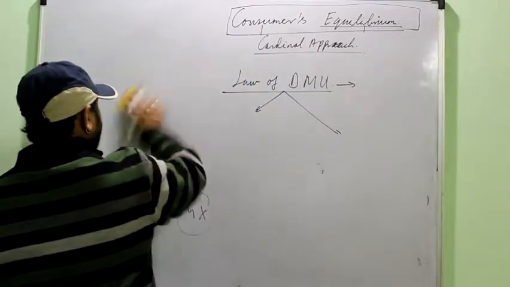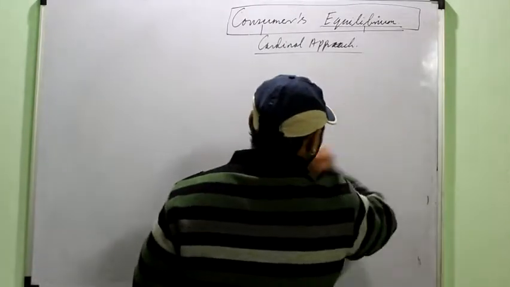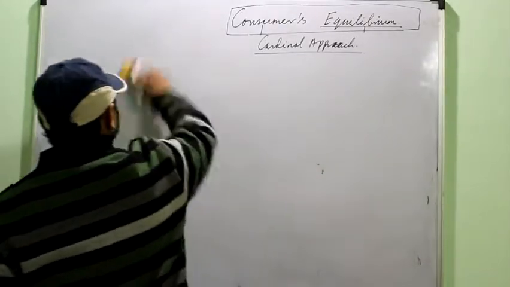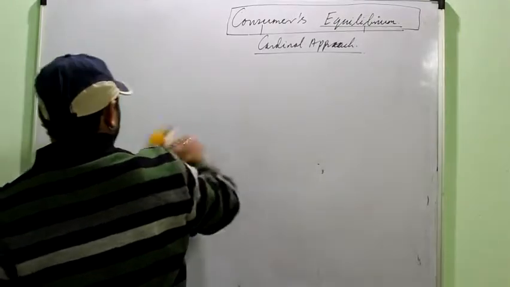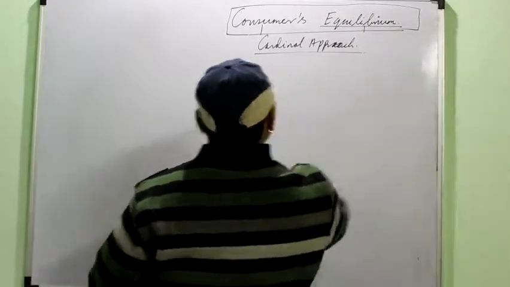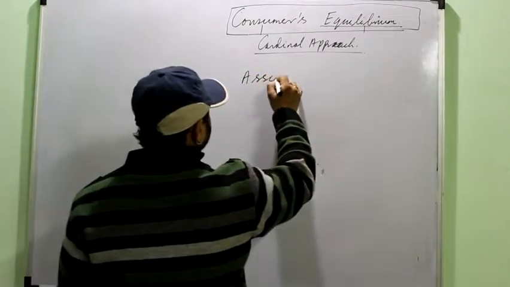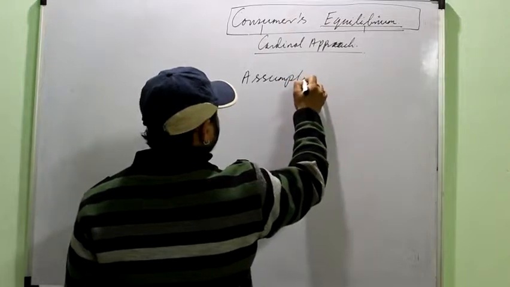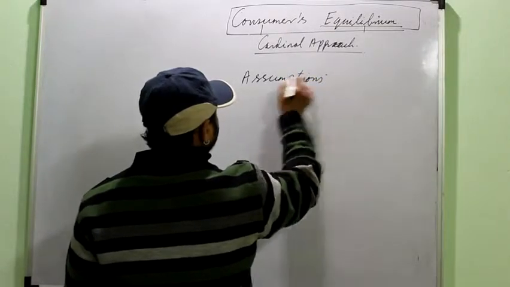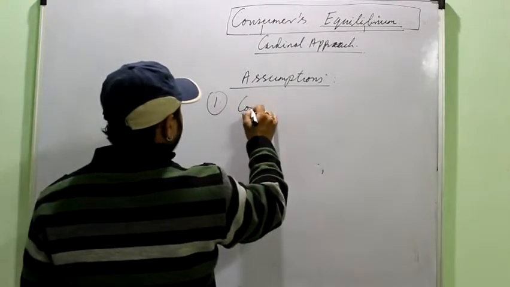So if you have to define what this law states, you have to mention that the law of diminishing marginal utility, or the law of DMU, states that the marginal utility of every successive unit goes on diminishing. This law has certain assumptions. Like all other laws, there are certain assumptions to this law. The first assumption being continuous consumption.